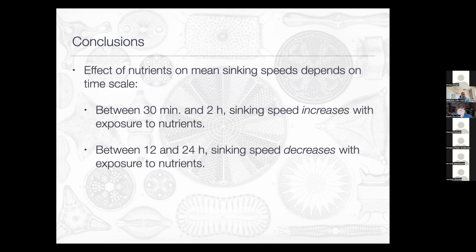And we can see from all of these results that the effects of nutrients on mean sinking speed are actually a bit complex. There's not just one result. If we look at shorter time scales between 30 minutes and 2 hours, we saw that sinking speeds increased with exposure to nutrients. So exposure to that spike caused an increase in sinking speed. Whereas if we look over longer periods, 12 to 24 hours, sinking speed decreased. This gets into the effect of nutrient history, where diatoms that are replete in nutrients, maybe they've already replenished their stores, don't need more nutrients, so then they slow their sinking speed.